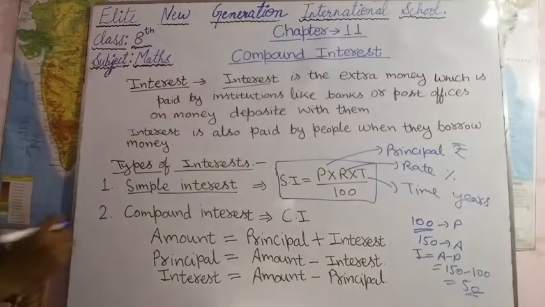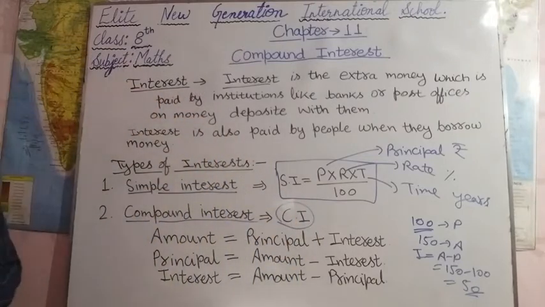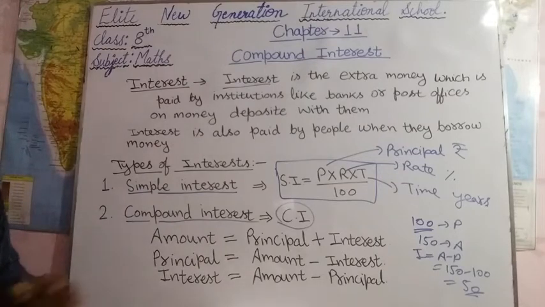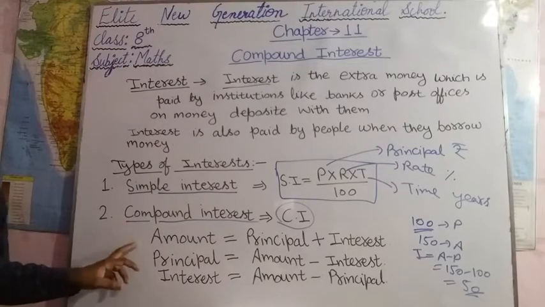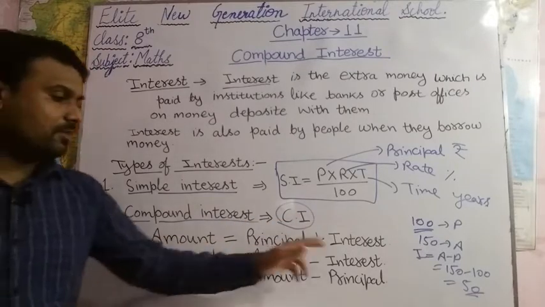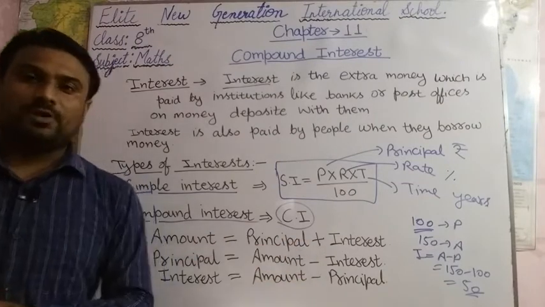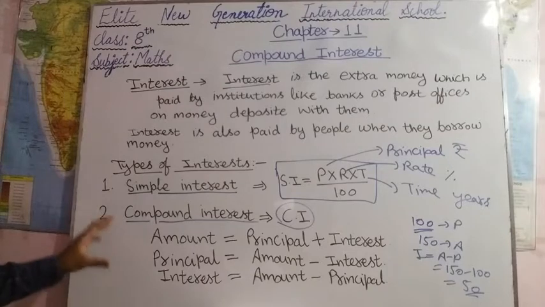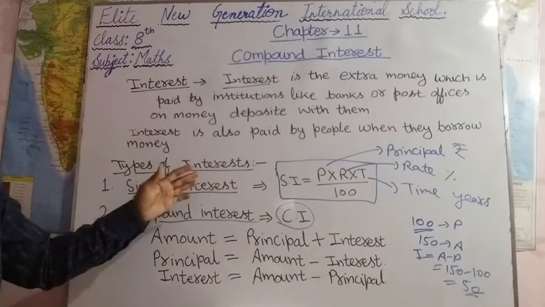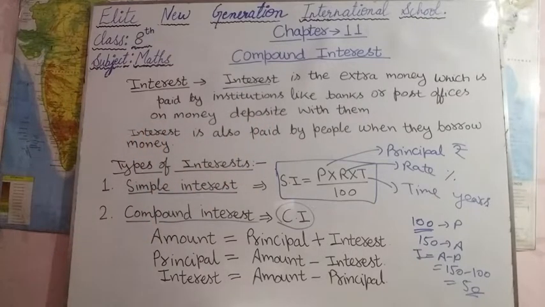Similarly, we will study compound interest. There is a formula for it, and in the next exercise we will use the formula for compound interest. Here these are the important formulas: amount equals principal plus interest, principal equals amount minus interest, and interest equals amount minus principal. All these formulas are very important for this chapter. On the basis of this we will start our next exercise, that is 11A.